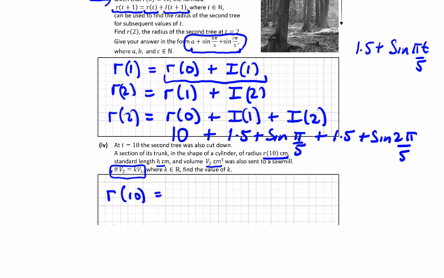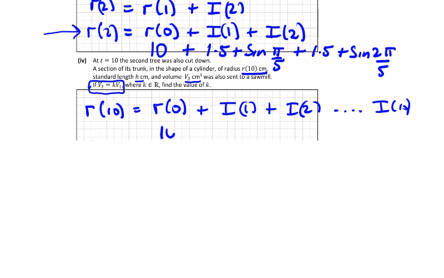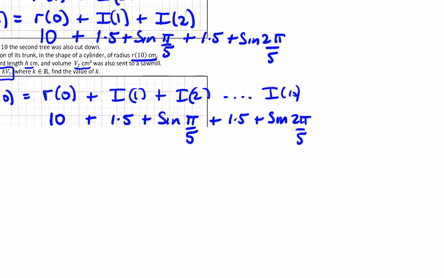But R10 is going to be equal to, based on this formula here, the radius at the beginning plus the increase in year 1 plus the increase in year 2 all the way to the increase in year 10. So it seems like there's a lot of work involved here. You might see a pattern quicker than me, but that's going to be 10. The increase in year 1 is 1.5 plus the sine of just pi over 5. The increase in year 2 is 1.5 plus the sine of 2 pi over 5, and it's all going to go all the way to year 10, which will be 1.5 plus the sine of 10 pi over 5.